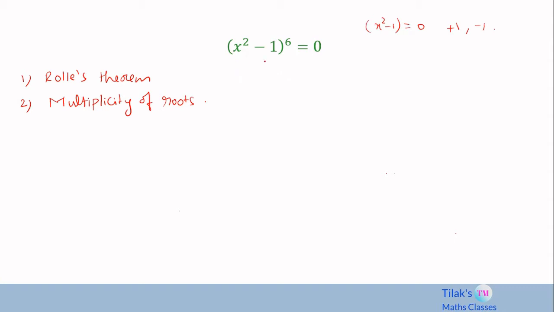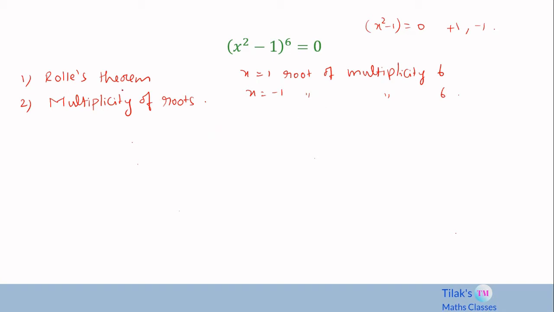So we can say for this equation x = 1 is a root of multiplicity 6, and x = −1 is also a root of multiplicity 6. We will come back to this in a minute.